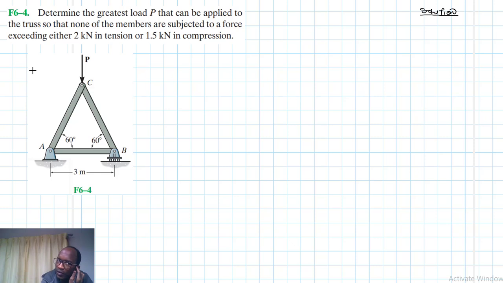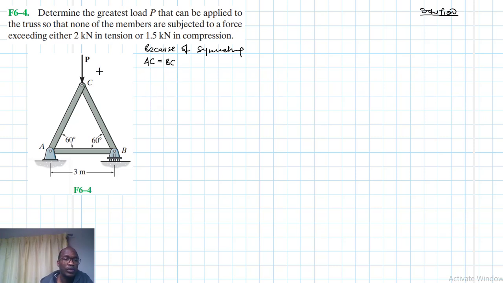Right. So first things first, because of symmetry, we know that the internal force in AC is going to be equal to the internal force in BC. Because of symmetry, we expect AC, the load is symmetrical as well as the geometry. So we expect AC to be equal to BC.